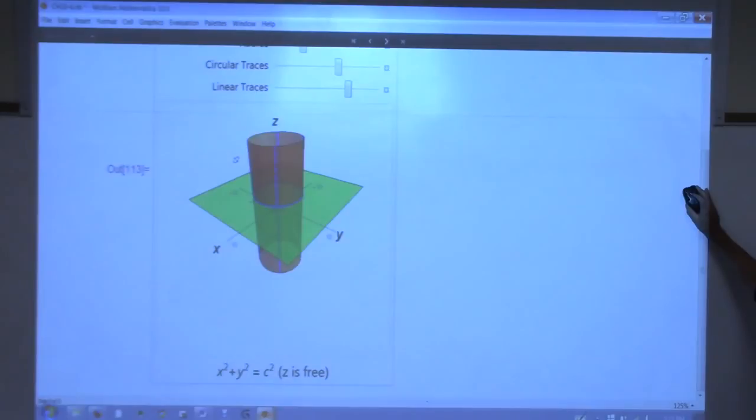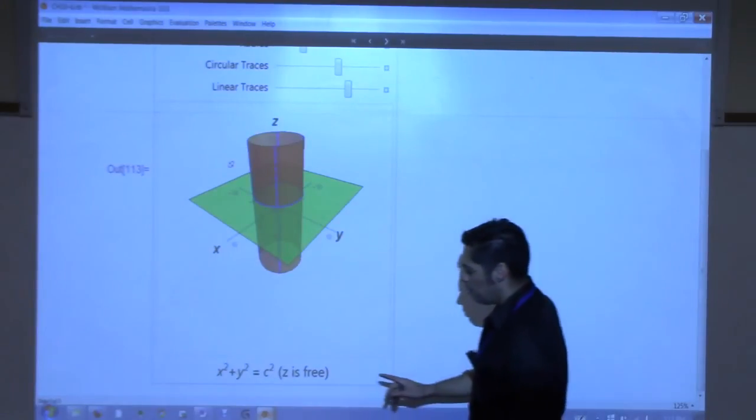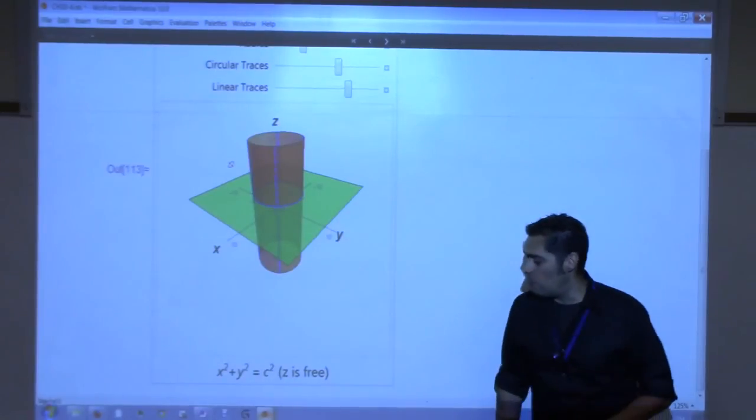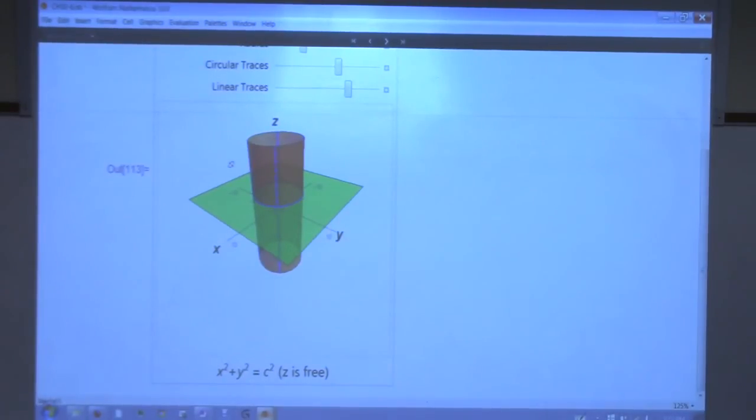Is there anything stopping me from changing this variable, make it x squared plus z squared equals c squared, and let the y be free? How would that change the picture?